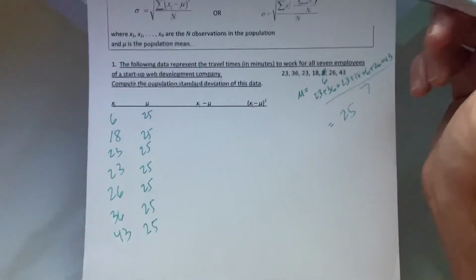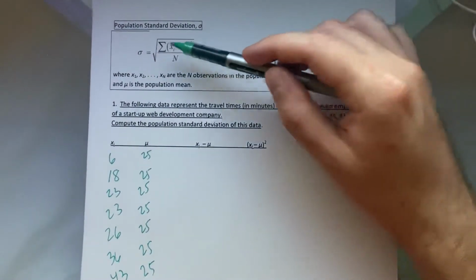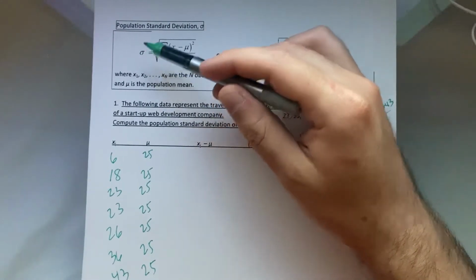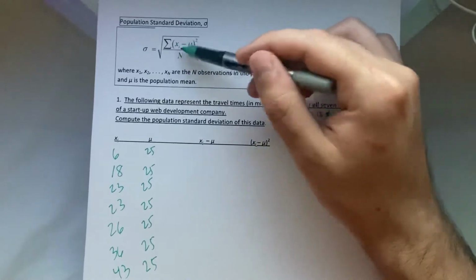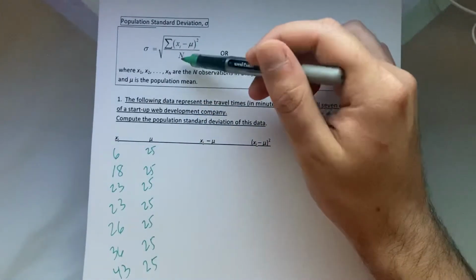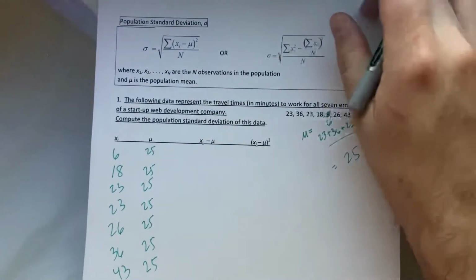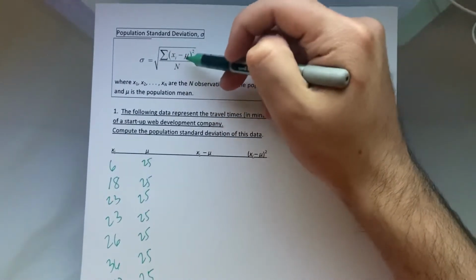And so why are we doing that? If you look at this formula, it says sigma, which is the standard deviation, is the square root of the sum of all those differences that we're about to subtract squared divided by the total number in the population. So we're going to do this part where we take the differences and square them and then add them all together first, which is what this table is for.